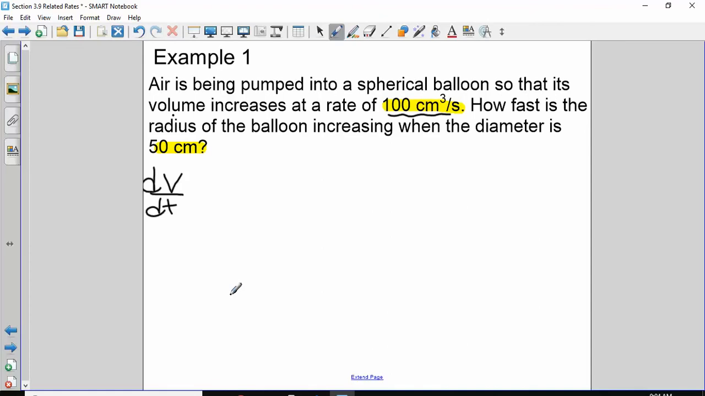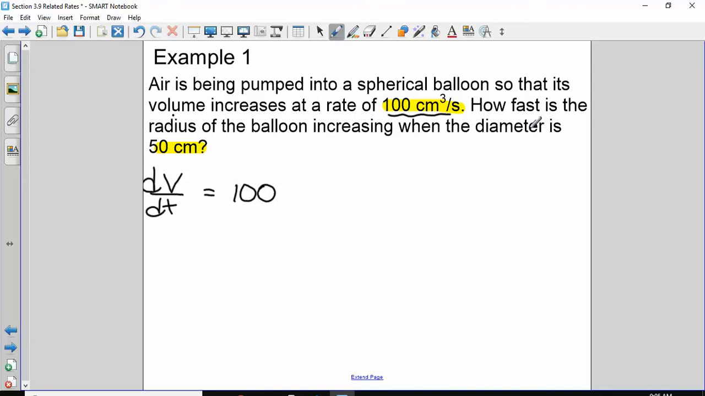Okay, it's just another notation for derivative, but I really like using that in these related rates problems because your units kind of tell you how to label things. Cubic centimeters, that's talking about volume. Seconds is talking about time. So dV dt, volume over time. It's increasing, so it's a positive. If it were decreasing, it would be a negative.